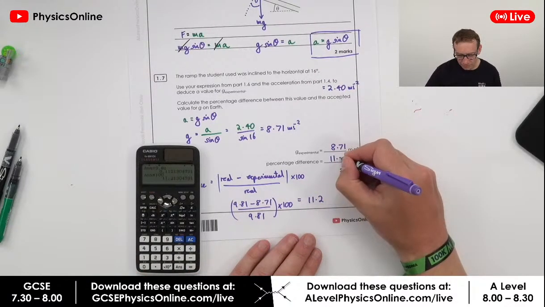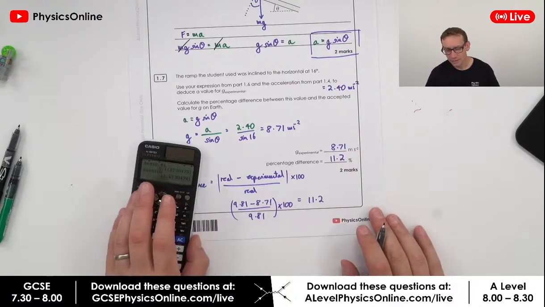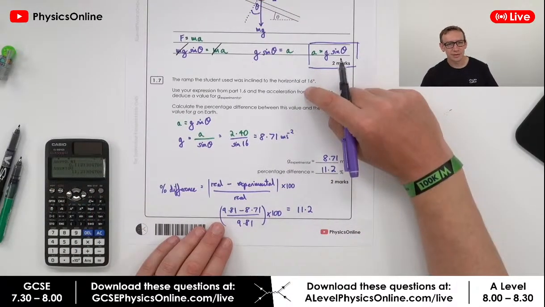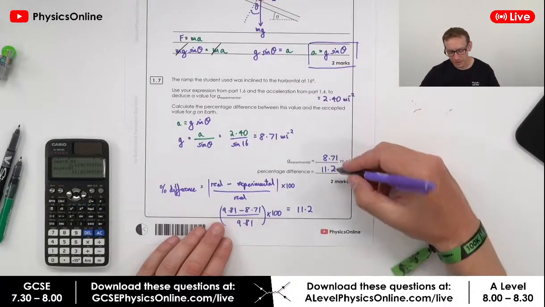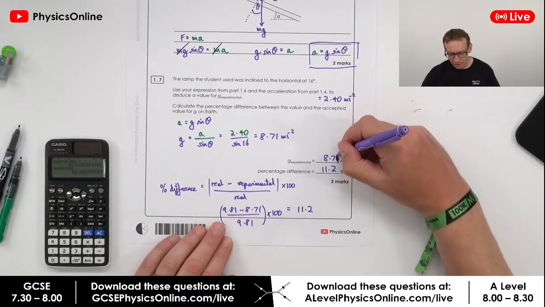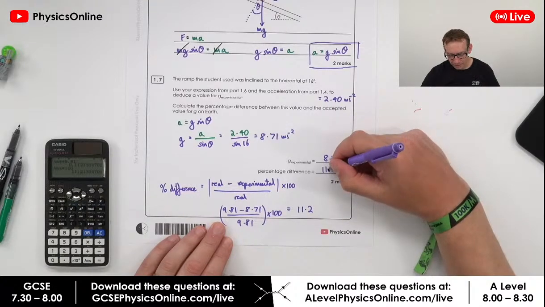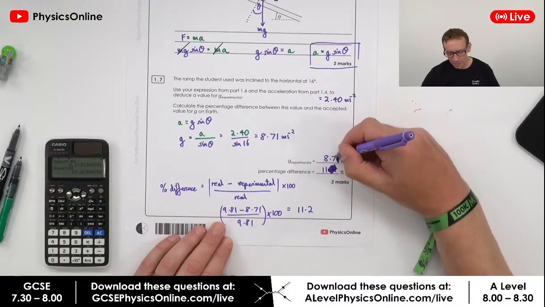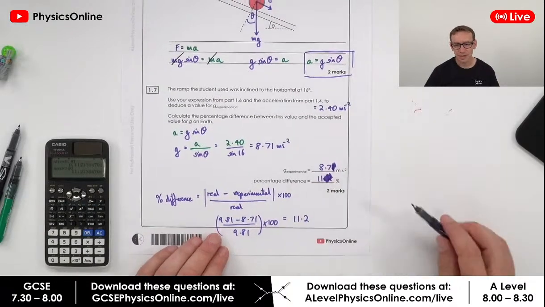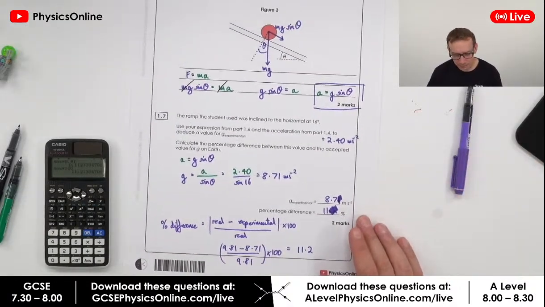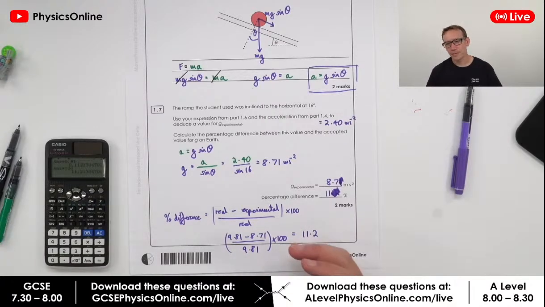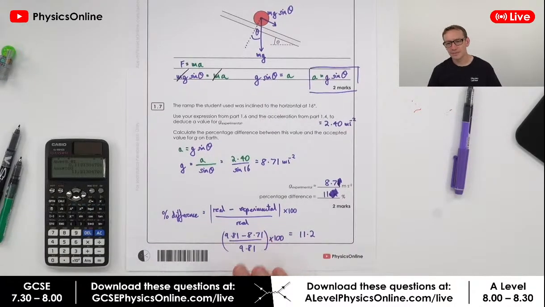So the percentage difference is about 11.2%. Or you could just say, because we know the angle is 16 degrees, that's only two significant figures, we could probably only really give each of these to two significant figures, so maybe 8.7 meters per second squared and 11%. Okay, so basically that's the percentage difference between your experimental value and the true value.